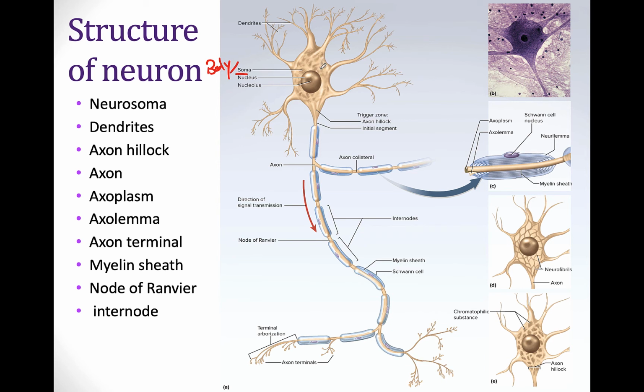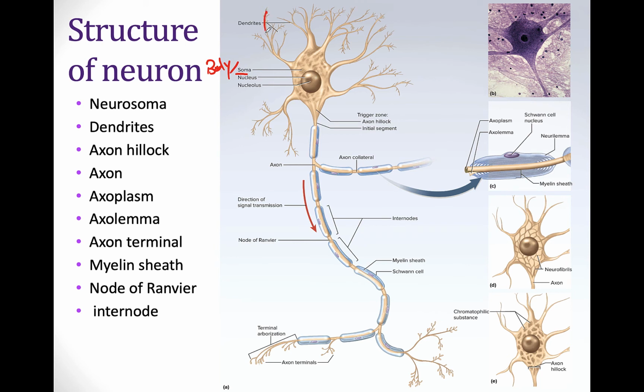So this is where it's going to have the mitochondria, the ribosomes, all of your cellular membranes, all of the stuff that we saw in cells earlier are going to mostly be here. Here we've got the nucleus, the nucleolus.